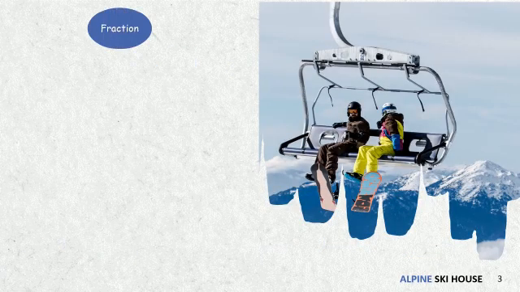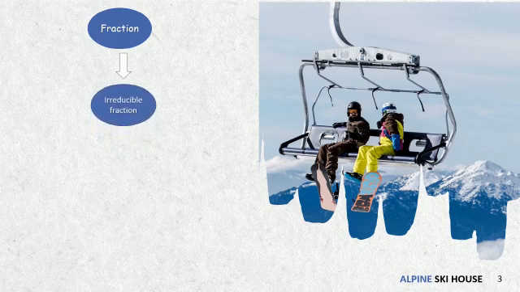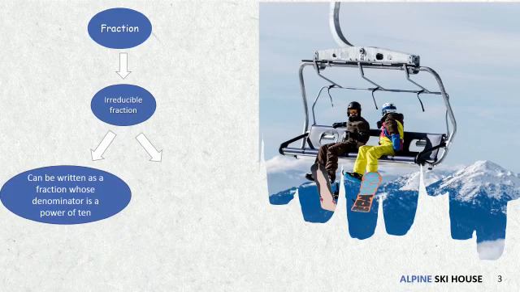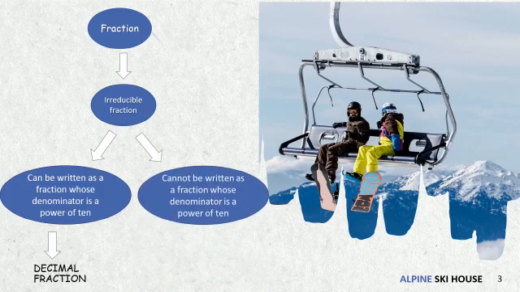When we have a fraction, we must write this fraction in the form of irreducible fraction. Then the irreducible fraction will give us two results. The first one is it can be written as a fraction whose denominator is a power of 10. So this fraction is a decimal fraction. While the other result is it cannot be written as a fraction whose denominator is power of 10, then this fraction is not decimal fraction.